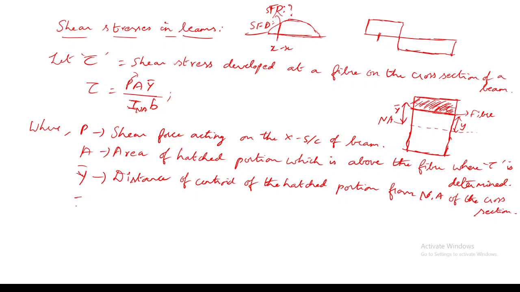And I NA, you all know, it is nothing but the moment of inertia of the cross section. I am writing in short terms, MOI means moment of inertia of the cross section.